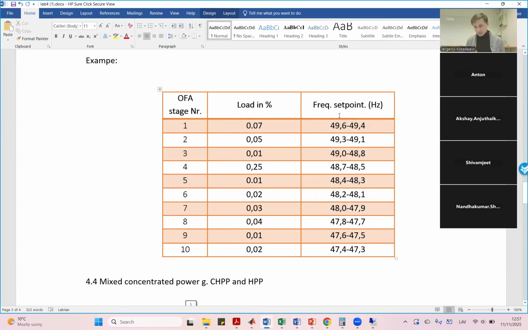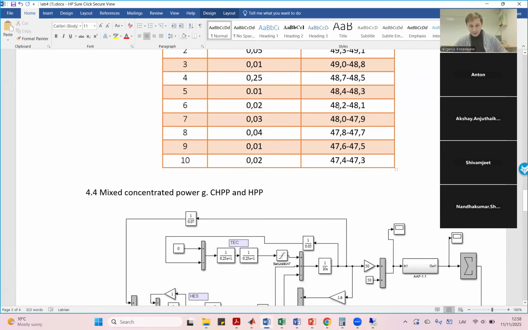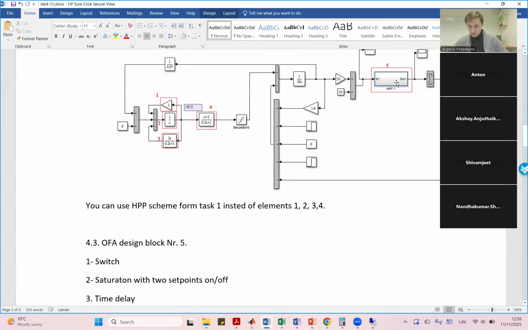Just an example. Your task is to design your set points and your number of under frequency automation stages, to analyze your choice and to find the best set points and the best design for this automation. Okay, this is about block number 5.